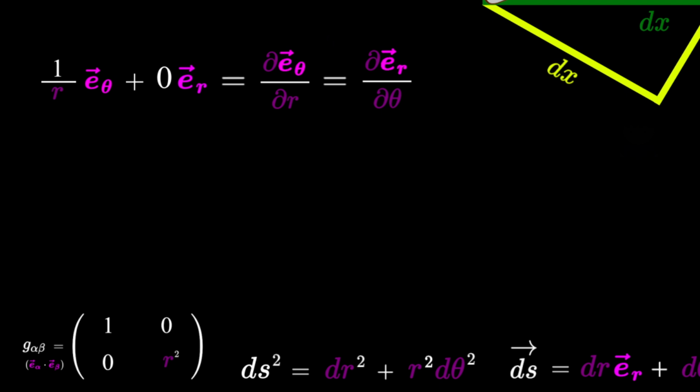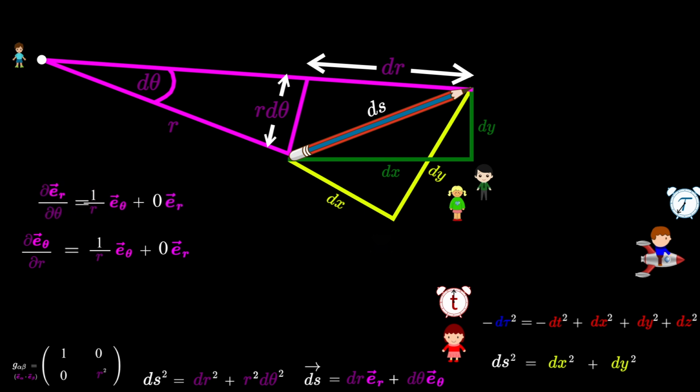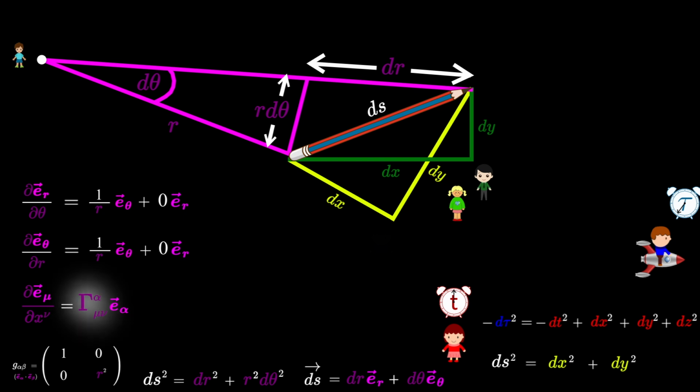Let's break this up into two separate equations. We see that ∂e_theta/∂r can be written in terms of the basis vectors, and ∂e_r/∂theta can also be written in terms of the basis vectors. In general, any coordinate partial derivative of the basis vectors can be written in terms of the basis vectors. The general equation implicitly defines a new quantity, which we call the Christoffel symbols. The matching indices are understood to be summed over.